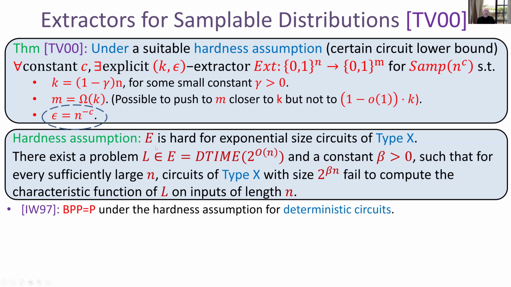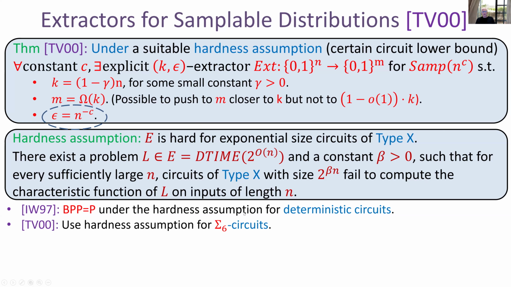And this assumption was popularized by Impagliazzo and Wigderson in 1997 in their celebrated work showing that BPP equals P if you assume this type of hardness assumption against deterministic circuits, right? So if the type of circuits you are considering is deterministic circuits, then under this assumption, BPP equals P. Now, Trevisan and Vadhan wanted to construct extractors for samplable distributions, and they only knew how to do it using a much stronger hardness assumption, the same type of hardness assumption, but not against deterministic circuits, but rather against what is known as Sigma_i circuits.